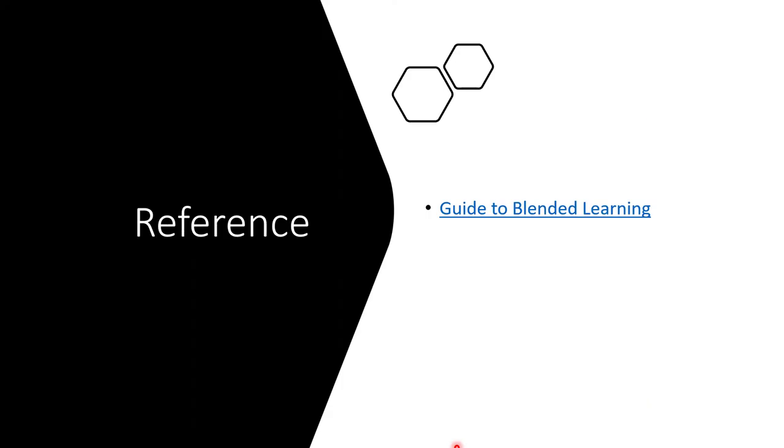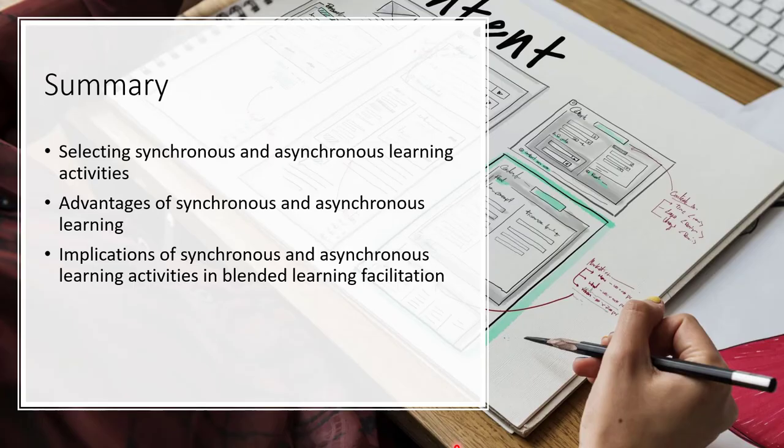In summary, we have looked at how to select synchronous and asynchronous learning activities. We've looked at the advantages of synchronous and asynchronous learning and the implication that synchronous and asynchronous learning activity has on blended learning facilitation. Now, having said this, I have an assignment for you.